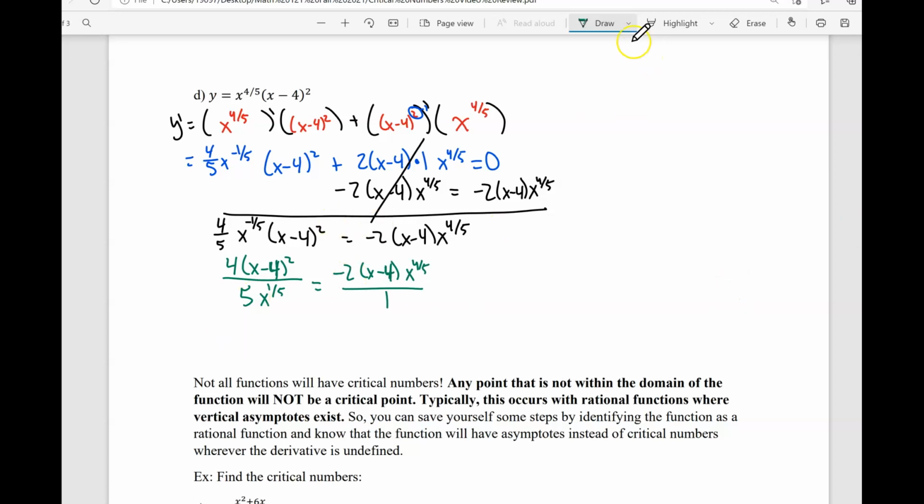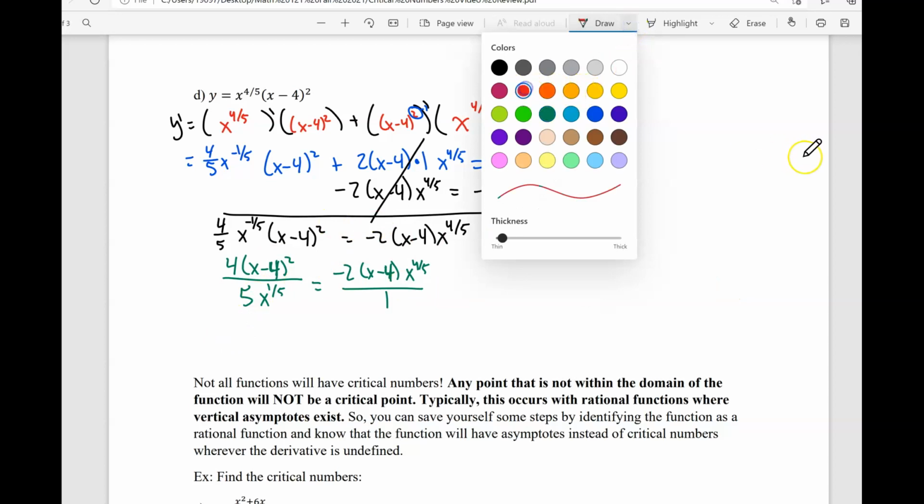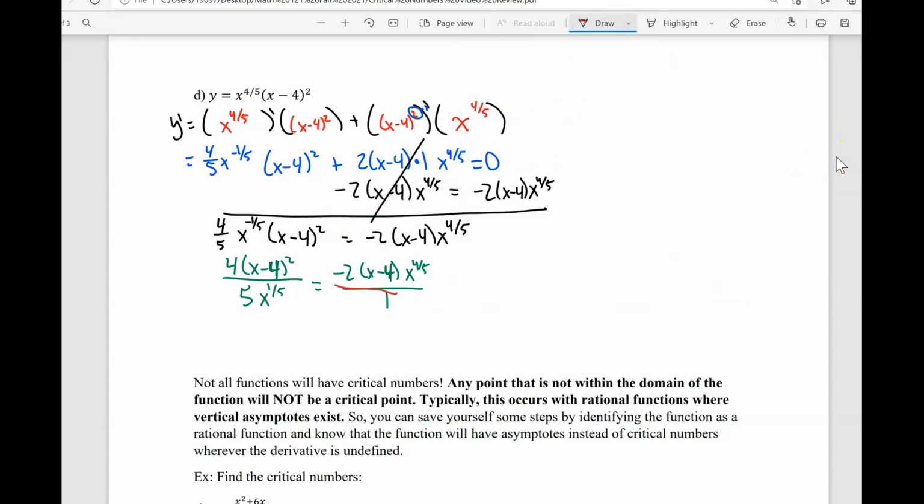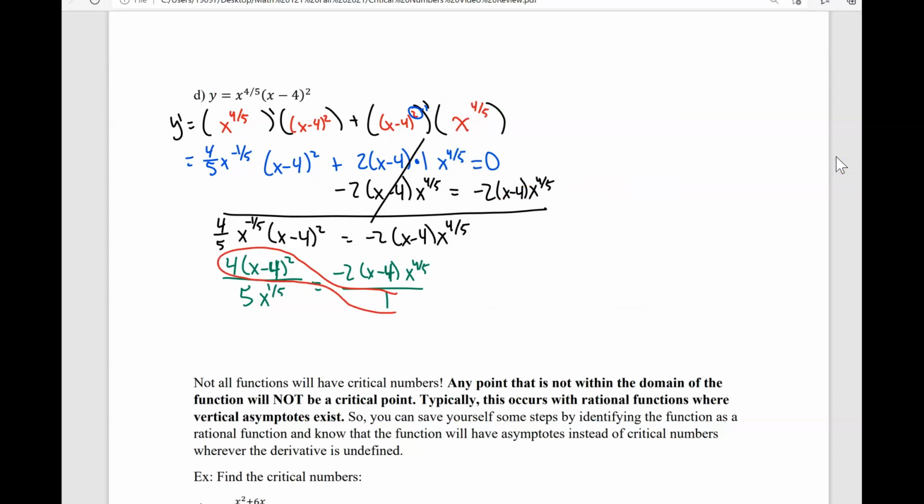Okay, what you can do is just cross multiply. So I'm going to have 4x minus 4 squared equals, and I'm going to have 5 and negative 2 is going to be negative 10. x to the 1/5 times x to the 4/5, that's going to give me x to the 5/5, which is just going to be x, and then we're just going to have an x minus 4.